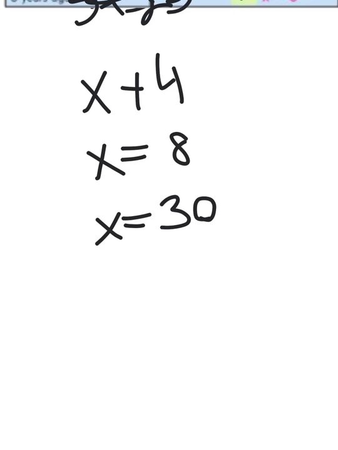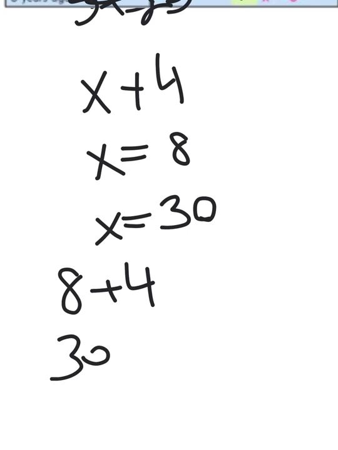So you'll have to go and do your calculation for both of these x values. You can replace x by 8 first, so it'll be 8 plus 4, and then you'll replace x with 30, so then it'll be 30 plus 4, and you'll find your answers that way.